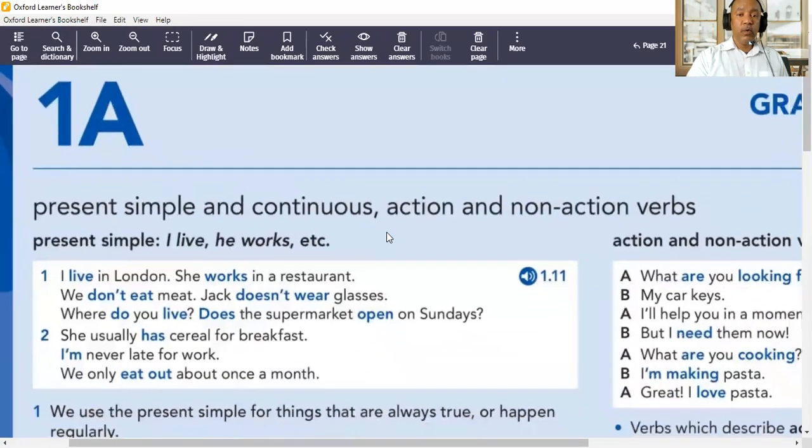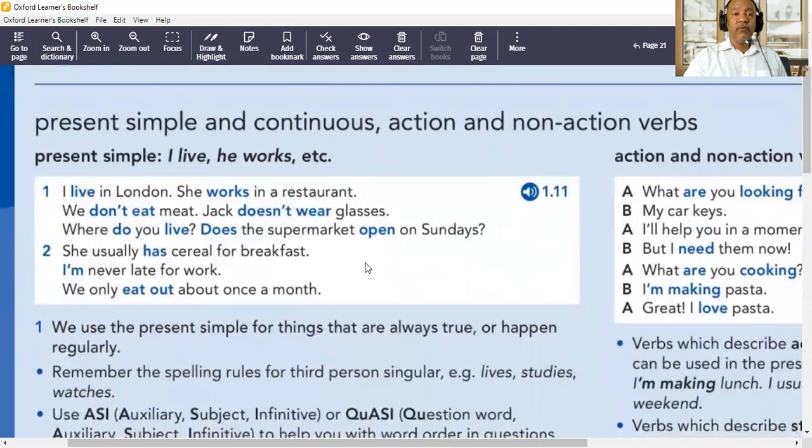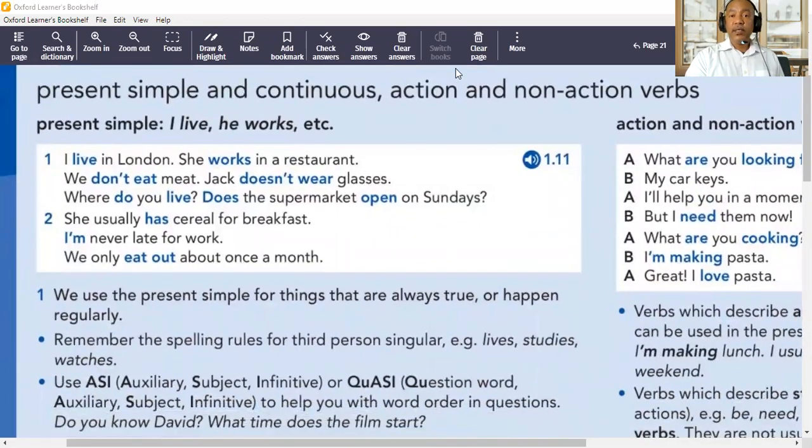Now let's talk about the grammar in Unit 1A. It is about the present simple and present continuous. Here it is, 1A, about action and non-action verbs. Very well. Easy, easy. Well, it's a big review, only a short review indeed, right?